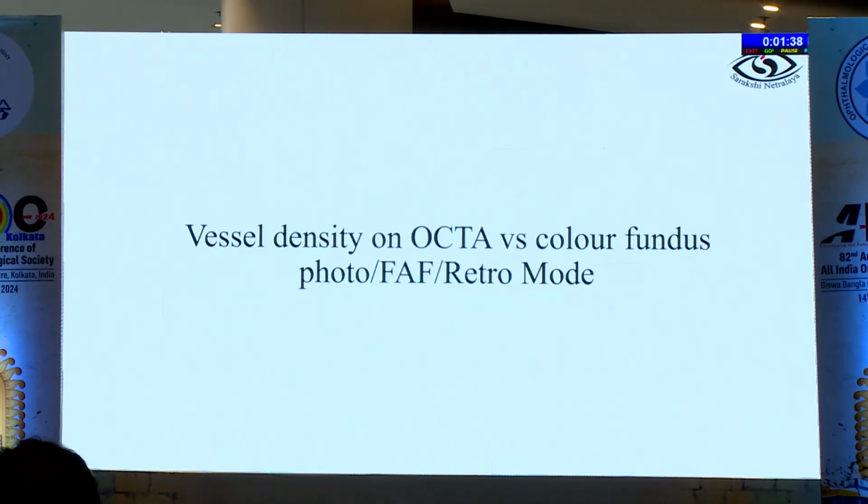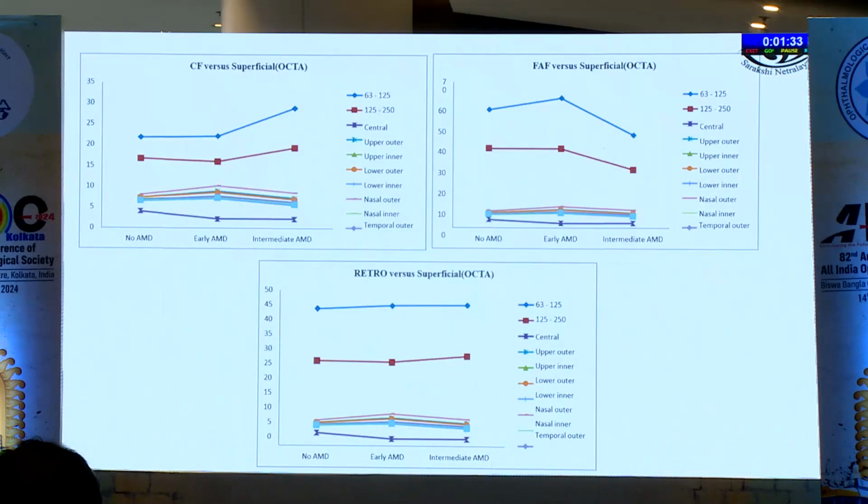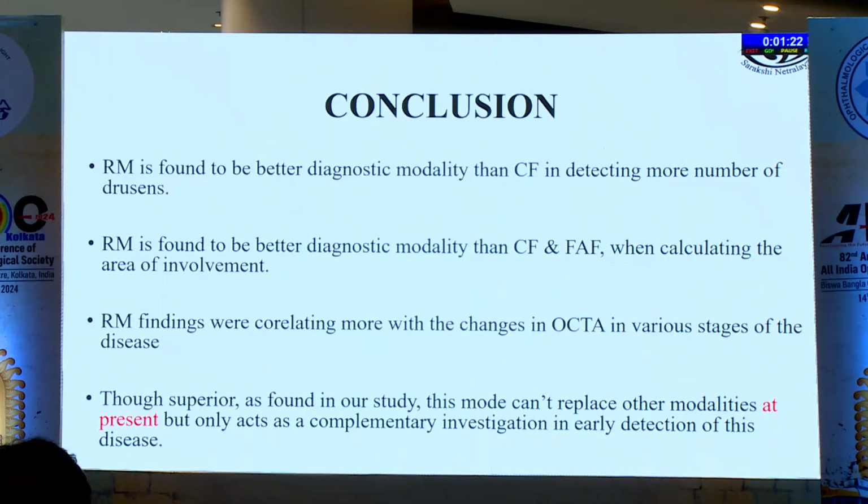Vessel density, when it was compared with color photo on the various levels, that is choriocapillaris, superficial level, deep, and also at the choroid level, it was seen that it was only the retro mode which was in sync with all the established modalities like OCTA and EDI OCT. So to conclude, it is found to be a better diagnostic modality than color photo in detecting more number of Drusen. It is also better when we compare the area of involvement. It was more correlating with the OCTA and the EDI, which are the established modalities.